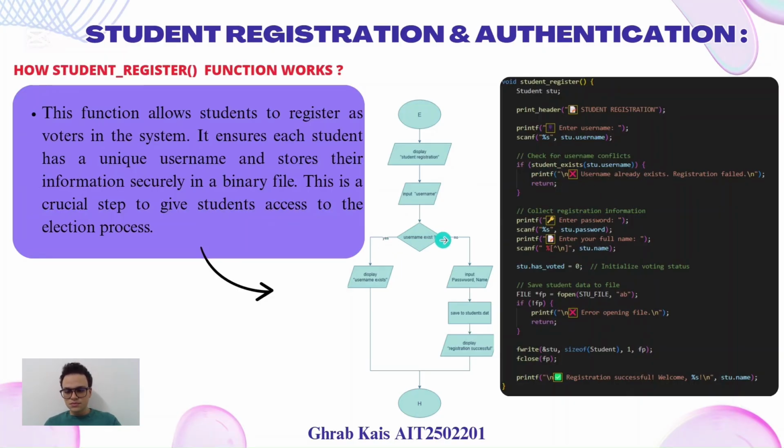If it's unique, the program will ask for a password and full name. It sets the has voted flag to 0 because the student can't vote during registration, only after they log in, and saves the data in student.date using binary file handling. This ensures every student can only register once and prepares them to vote later.